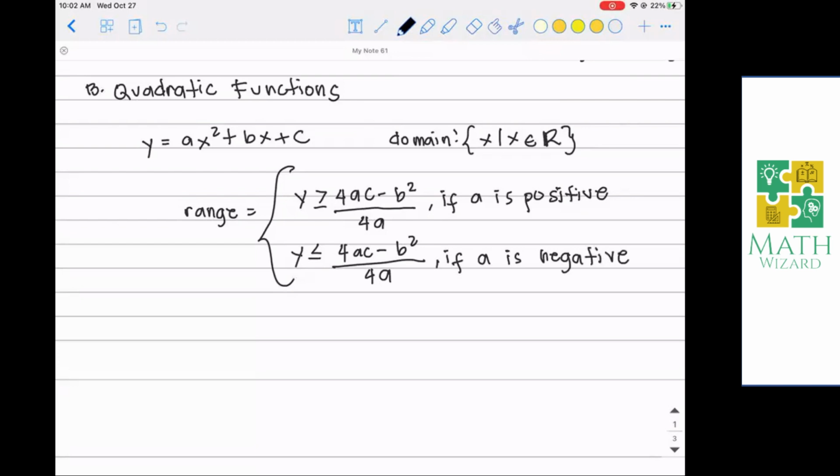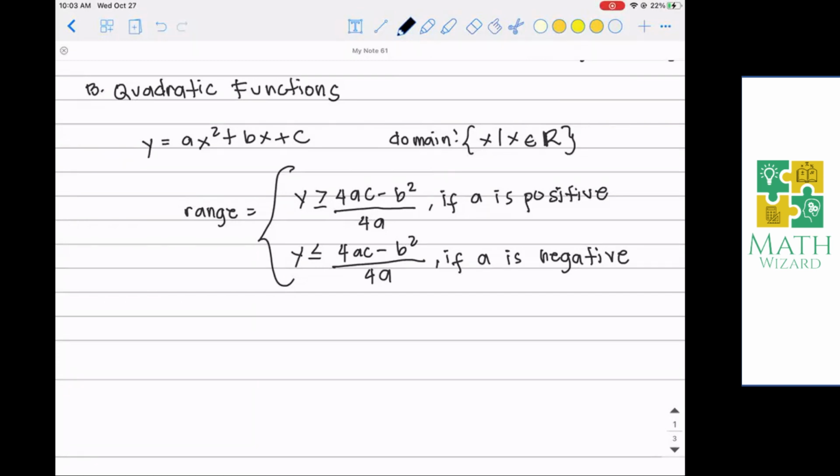Okay. So kapag meron tayong quadratic function, for us to find the domain of that, the answer would be the set of all the real numbers. How about the range? If a is positive, then we use the formula y is greater than or equal to 4ac minus b squared over 4a. If a is negative, then we use y is less than or equal to 4ac minus b squared over 4a.